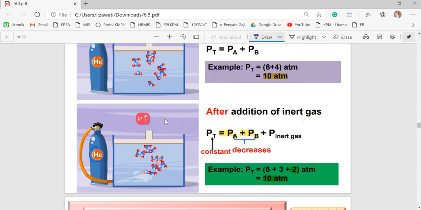Because of that, the system tries to increase the partial pressure of A and the partial pressure of B. A increases by shifting to the side with the greater number of moles. The same thing goes for B: increase, so shift in the direction that has the greater total number of moles.